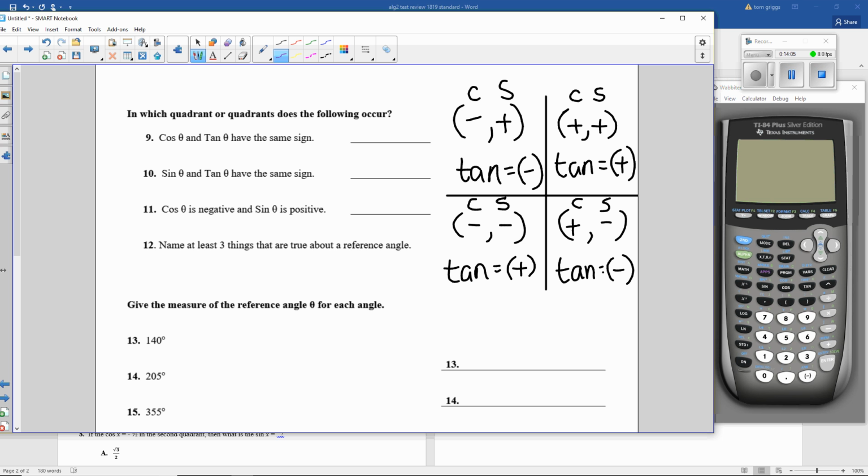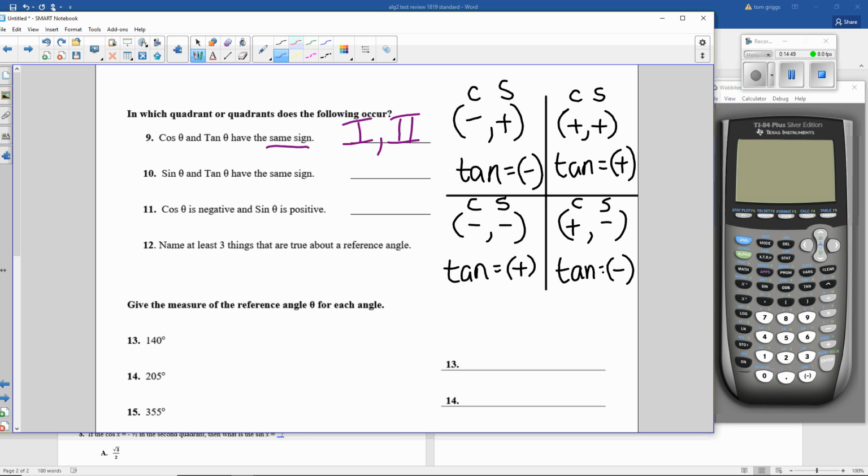Number 9 says, which quadrants do cosine and tangent have the same sign? So basically, which quadrants are cosine and tangent either both positive in or both negative in? Well, quadrant 1, both cosine and tangent are positive, so they have the same sign in quadrant number 1. And then I see quadrant number 2 works as well, because cosine is negative and tangent is negative, so they have the same sign there in quadrant number 2.